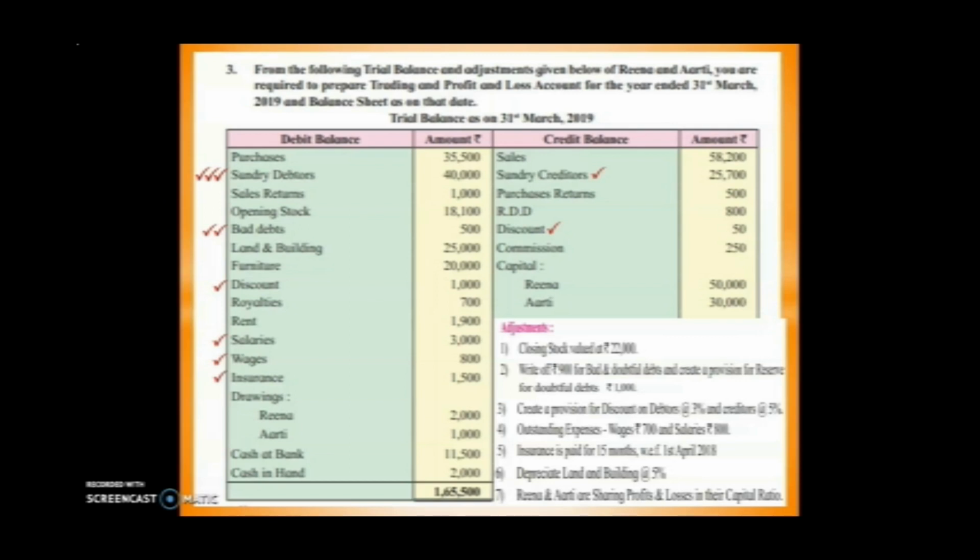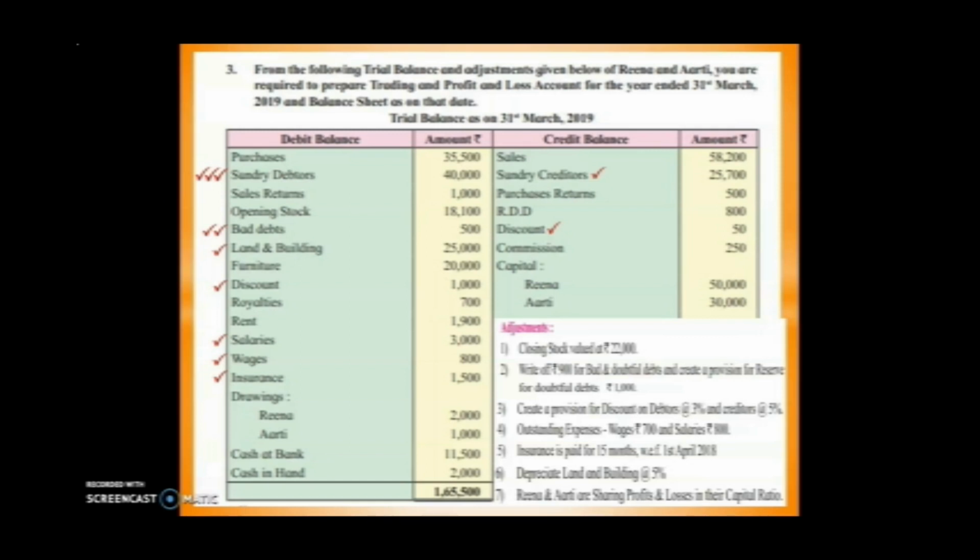The sixth adjustment, depreciate land and building at the rate of 5%. So we need to put a tick on land and building because this adjustment will affect land and building. The seventh adjustment, this is given as information to distribute the profit.